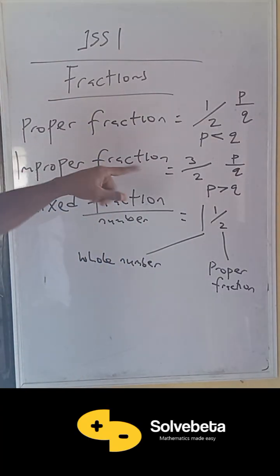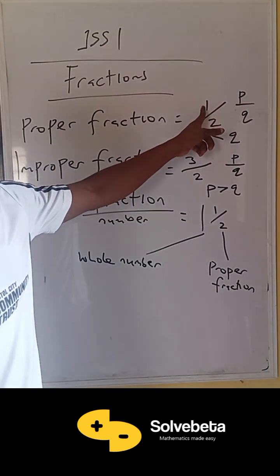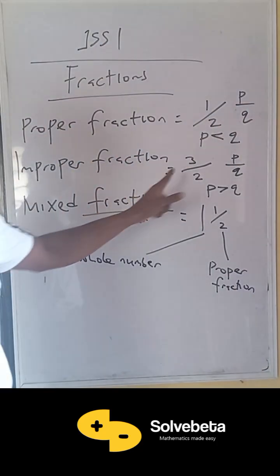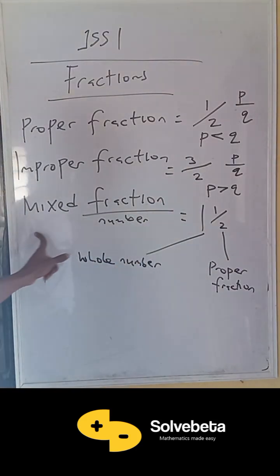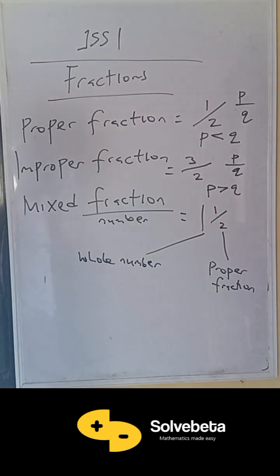A proper fraction: numerator less than denominator. This one is less than this one. Improper: this one is greater than this one. Why mixed fraction? You have a whole number and a proper what? Fraction. It's very, very what? Important.